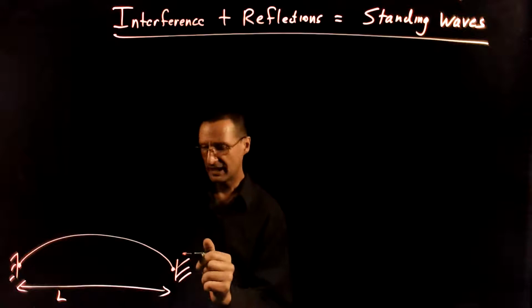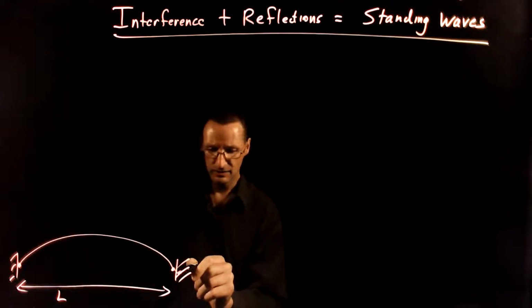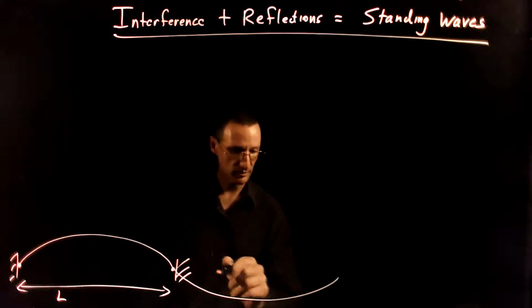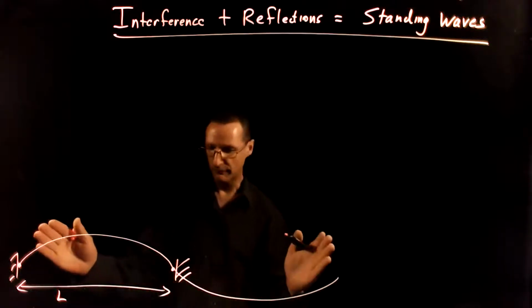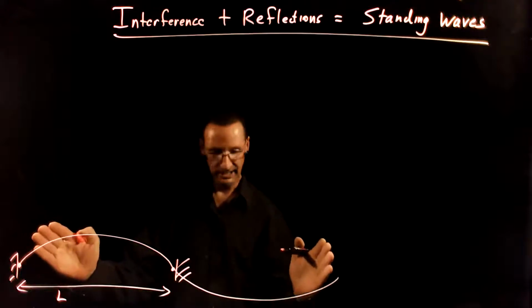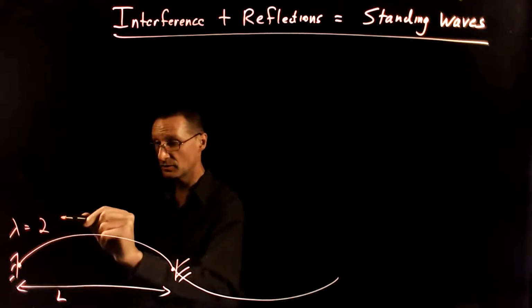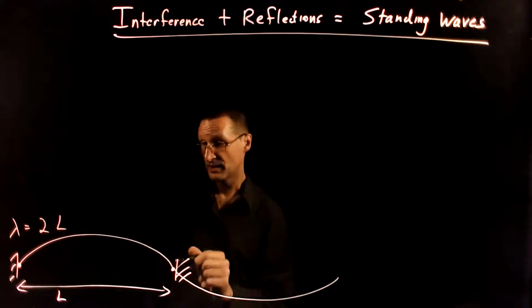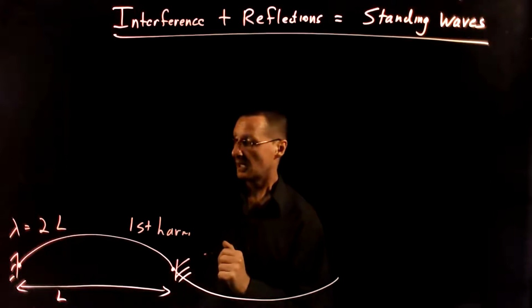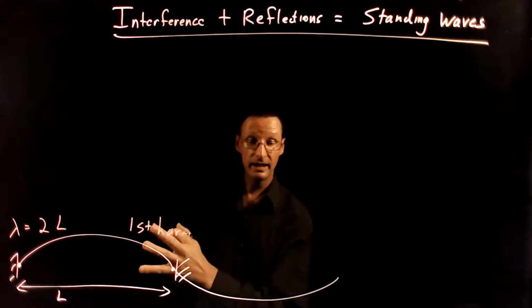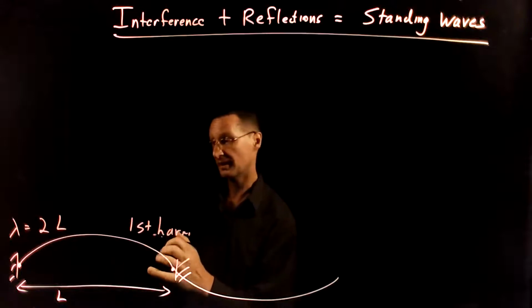The problem here is that I need to have a full wavelength, I need to have both a peak and a trough, and so I'm going to have to draw my extension of the wave out here. Of course, there's nothing out here, but to have a full wavelength, I need to have double the length. So one wavelength is going to be two of the lengths here. This is called the first harmonic. And this is the main sound that you hear whenever you hear a guitar string or a stringed instrument played.